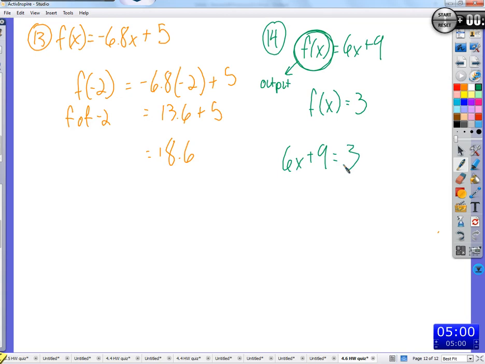You just look at it as a simple substitution. Here's f of x. F of x is 3, so I can replace f of x with 3, because it's the same thing. If f of x is equal to 3, then I should be able to put 3 in place of f of x. And we can simply solve for x. Subtract 9. 6x equals negative 6. X equals negative 1.